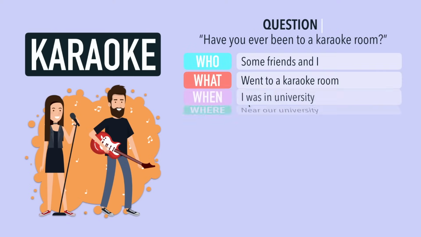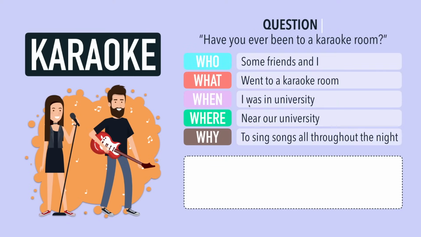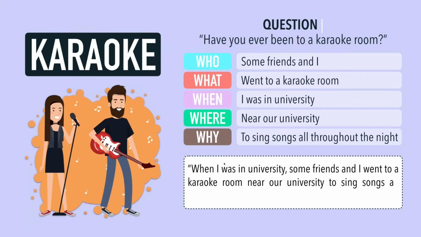Now you may be tempted just to say, no, I haven't. Or to say, yes, I have. But you want to give an advanced English sentence. Here you go. Again, who, what, when, where, why. Some friends and I, what? Went to a karaoke room. When? I was in university. Where? Near our university. And why? To sing songs all throughout the night.